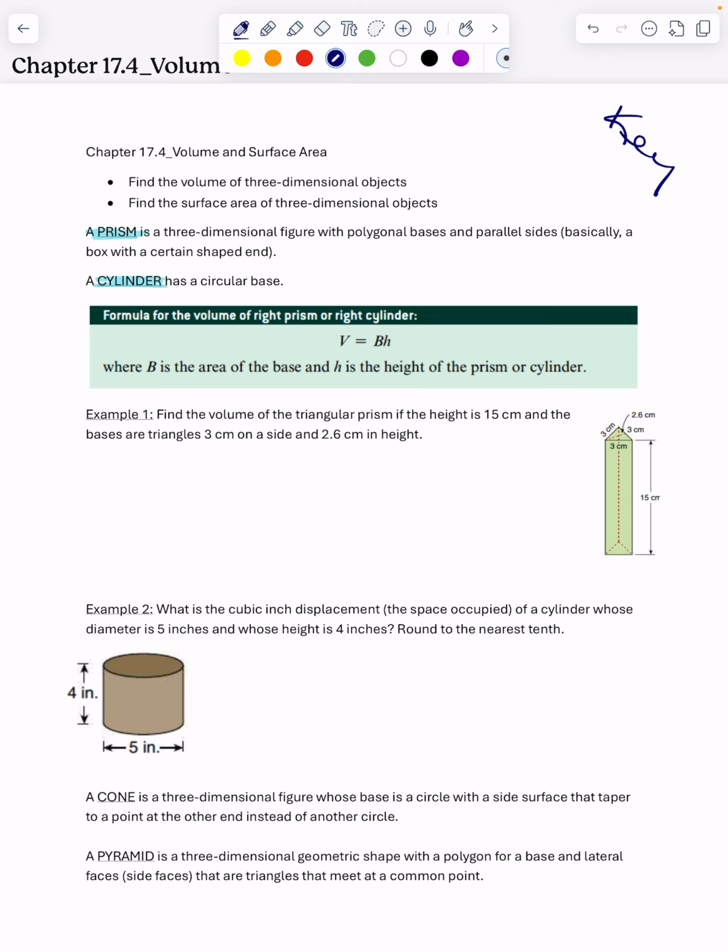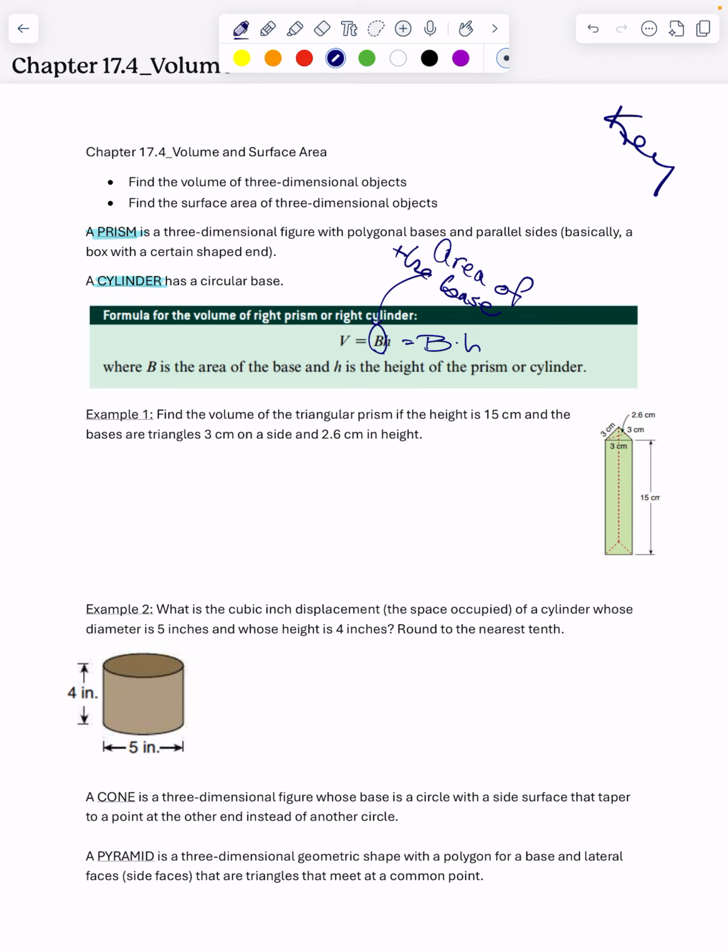Volume is always going to be found the same way. It is going to be the area of the base times the height. So this capital B you see here in the formula, that is the area of the base. I realize it says that below. So the area of the base times the height of the shape.